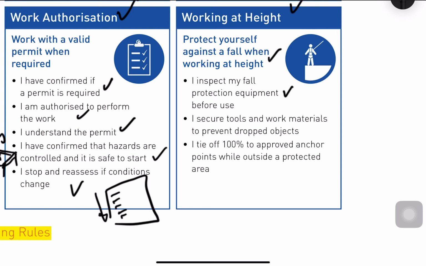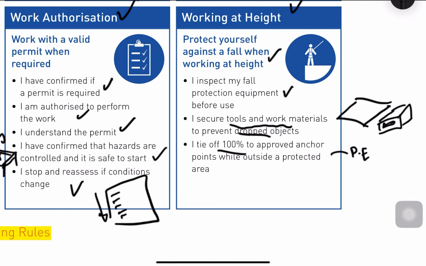I secure tools and work material to prevent dropped objects. So you might want to consider, if you are working at height, canvas or small objects being secured. Additionally, I tie off 100% to an approved anchor point while outside of a protected area. So sometimes when you are performing this activity, you need to have a professional engineer that approves the anchorage point.